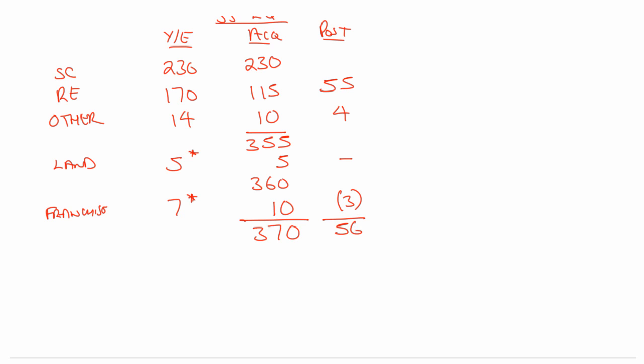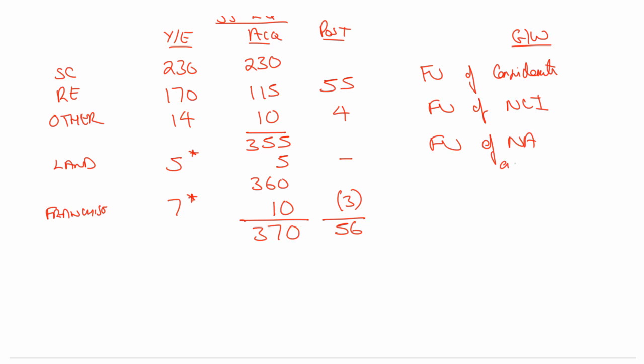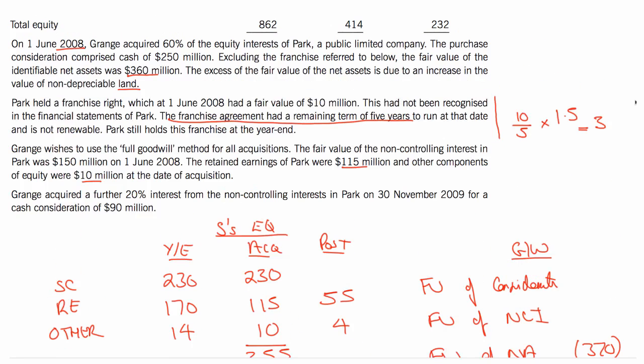So what would we do next? Goodwill. So let's have a look. Goodwill, as we all know, it's the fair value of consideration. It's the fair value of NCI. If we're doing the fair value model, we need to check that, but I think I remember we are. And the fair value of net assets acquired, which I already know what they are. They are the 370 there. Okay, so let's go back up to the question. Pause the video now and tell me what is the fair value of NCI at the date of acquisition.